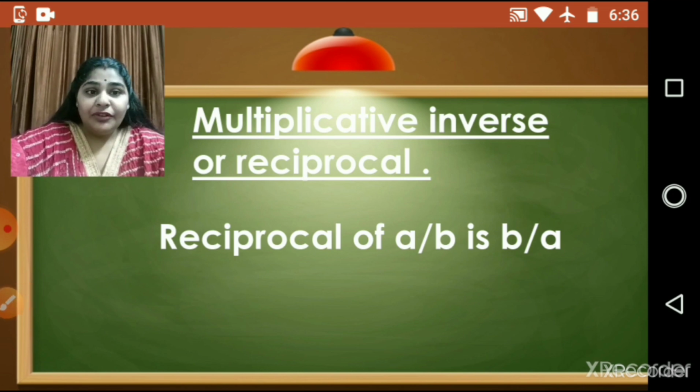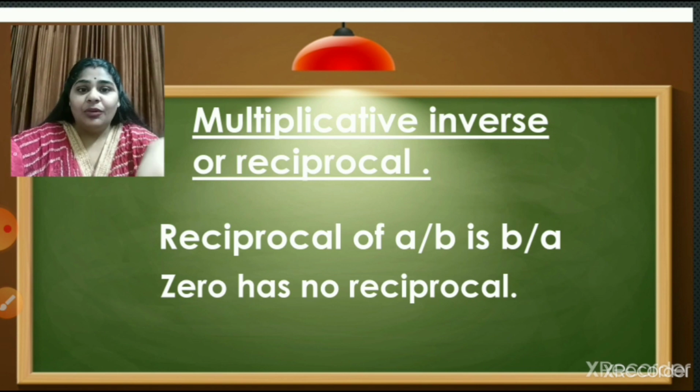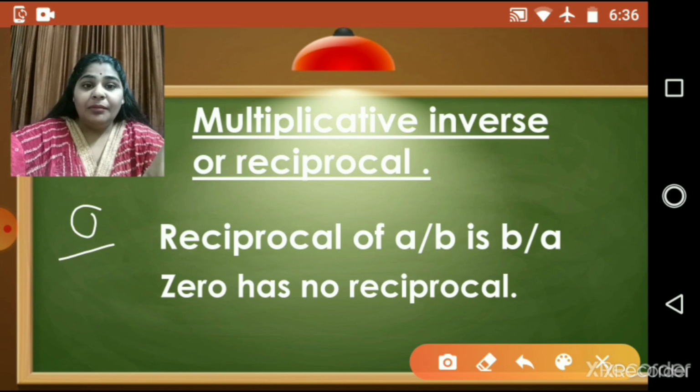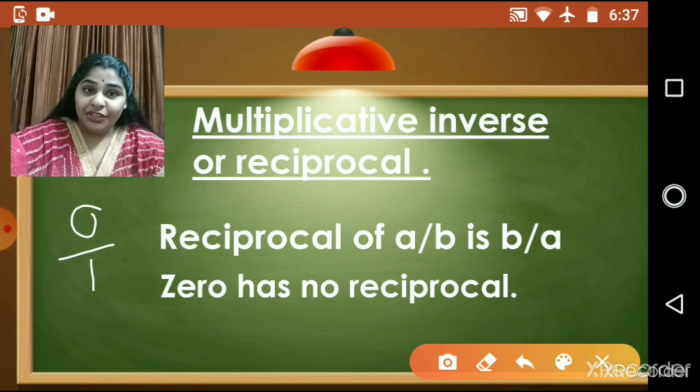And one more very important thing to note down is that 0 has no reciprocal. Now why does 0 have no reciprocal, children? Suppose I write 0. In rational numbers it is 0 upon 1, because a rational number is always in the form of P upon Q. So 0 can be written as 0 upon 1.